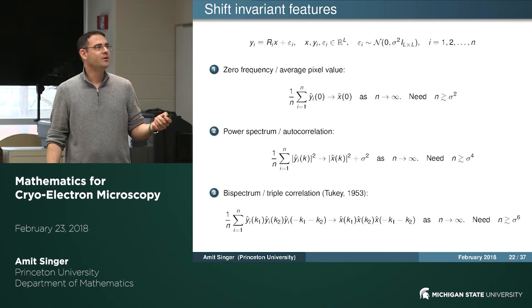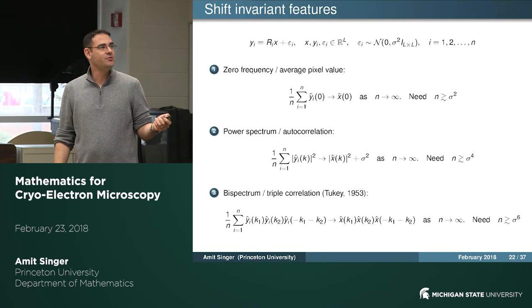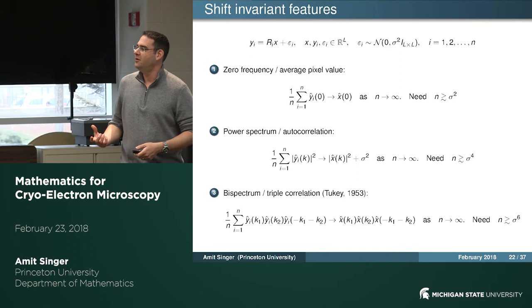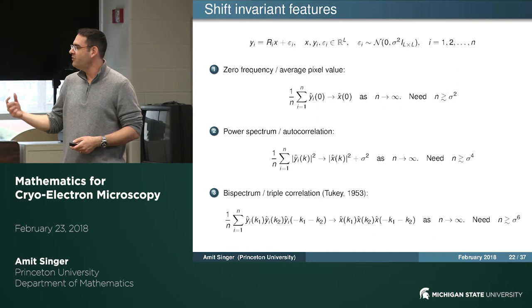But now the number of signals that you need should scale like sigma to the 4, because you squared your measurements. So now the noise gets amplified. Now we are missing the phase. We have the Fourier magnitudes of our signal, but we're still missing the phase of each one of the Fourier coefficients, except for the zero coefficient, which we know exactly.